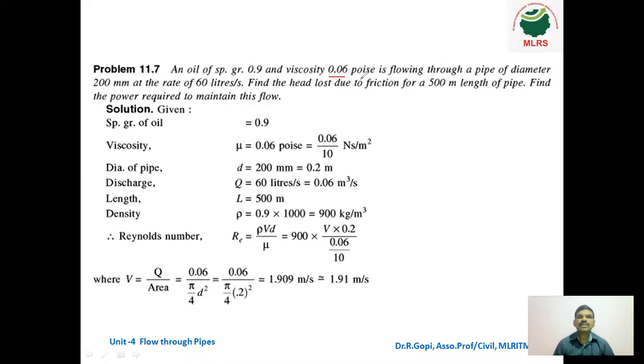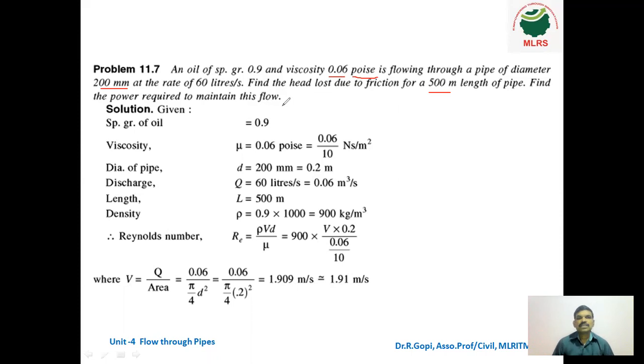The oil has viscosity of 0.06 poise and is flowing through a pipe of diameter 200 mm at the rate of 60 liters per second. So the discharge is 60 liters per second. Find the head loss due to friction for a 500 meter length of pipe, and find the power required to maintain this flow. This is an important 10 mark question. Here they asked two questions: one is head loss due to friction, another one is power.